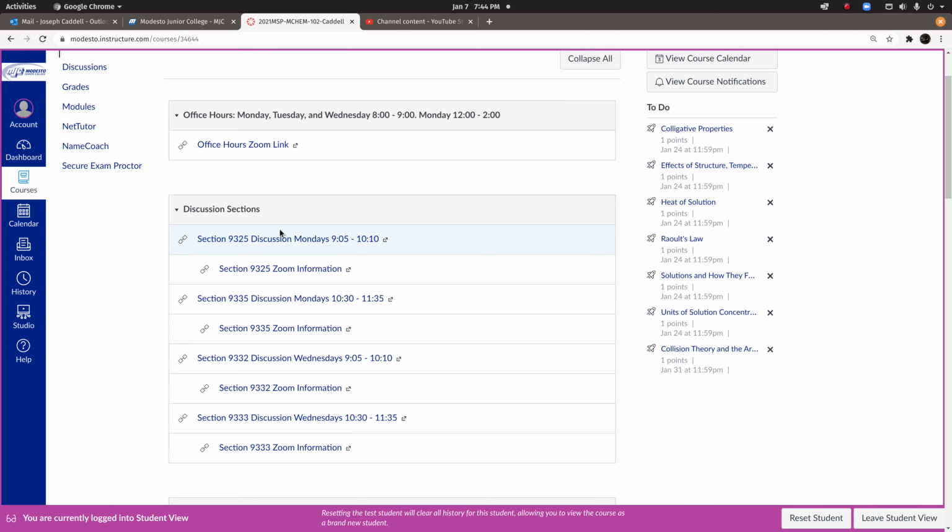We also have a discussion, which is really important. It really helps you guys. It depends upon what section you're in. If you're in section 9325, for example, then it's Mondays 9:05 to 10:10. And this first link here is that direct Zoom link. All the other Zoom information is in the link right beneath it. And then the different sections right here: Monday 10:30, Wednesday 9:05, Wednesdays 10:30. It really helps you guys if you show up for those discussions.